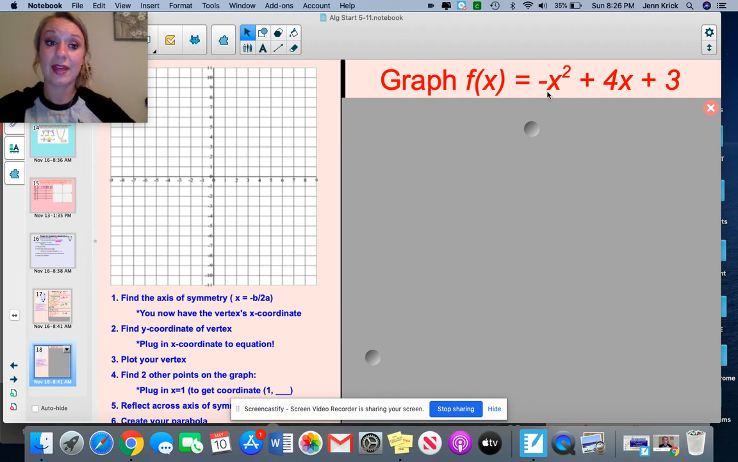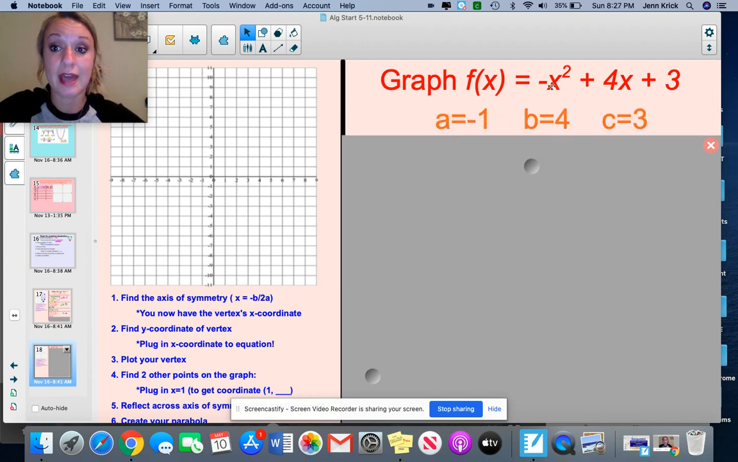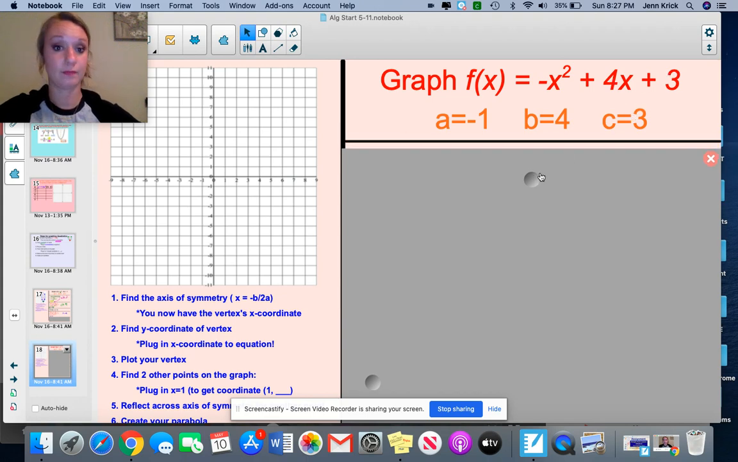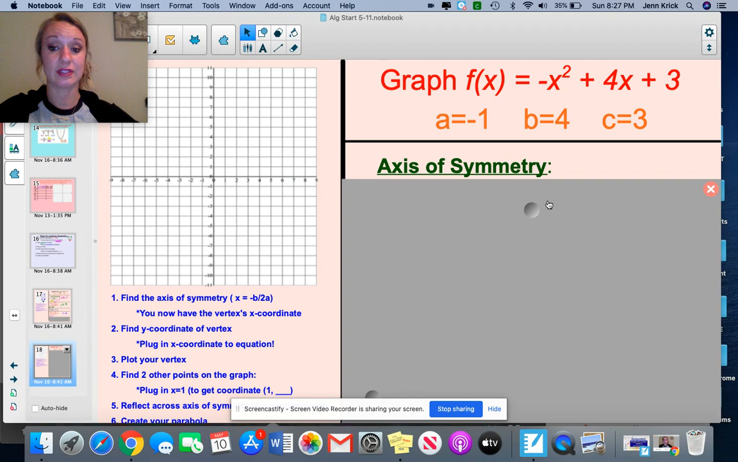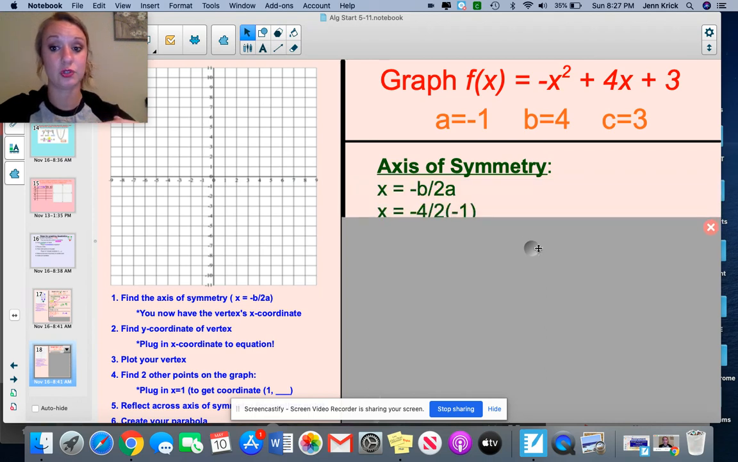Okay, if I asked you to graph f of x is equal to negative x squared plus 4x plus 3, number one, you know right away that this parabola will be opening downward because your leading coefficient is negative. So I know a will be negative 1, b will be 4, and c will be 3. Okay, that's done. Let's find the axis of symmetry using our formula x is equal to negative b over 2a.